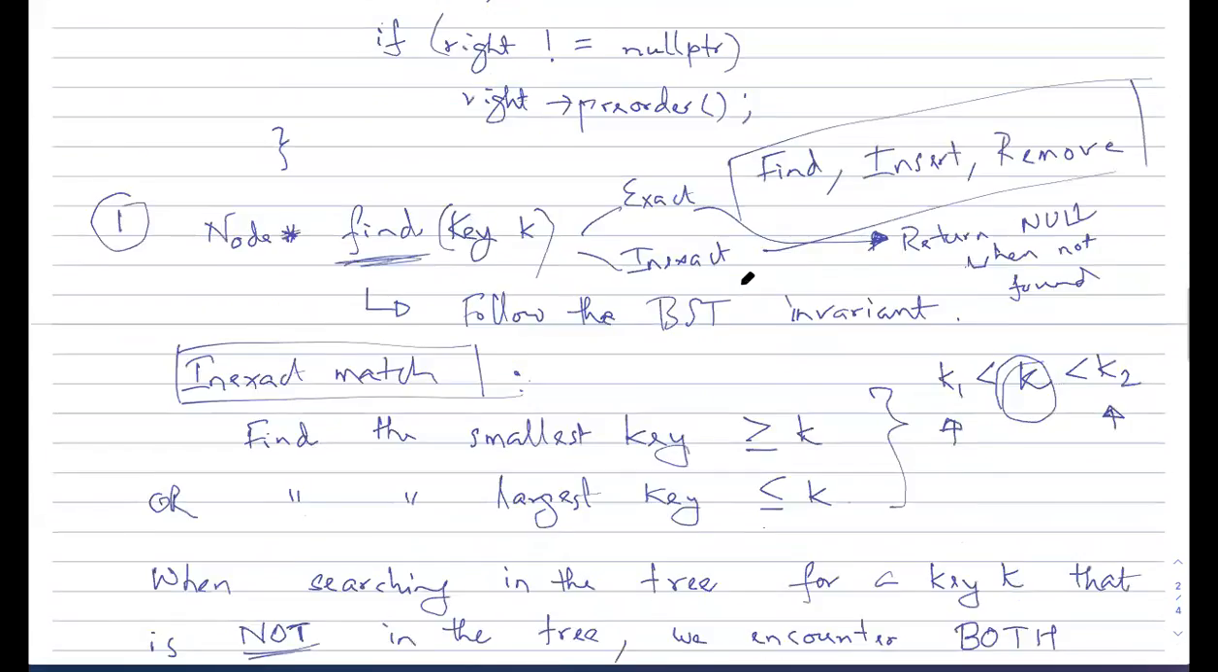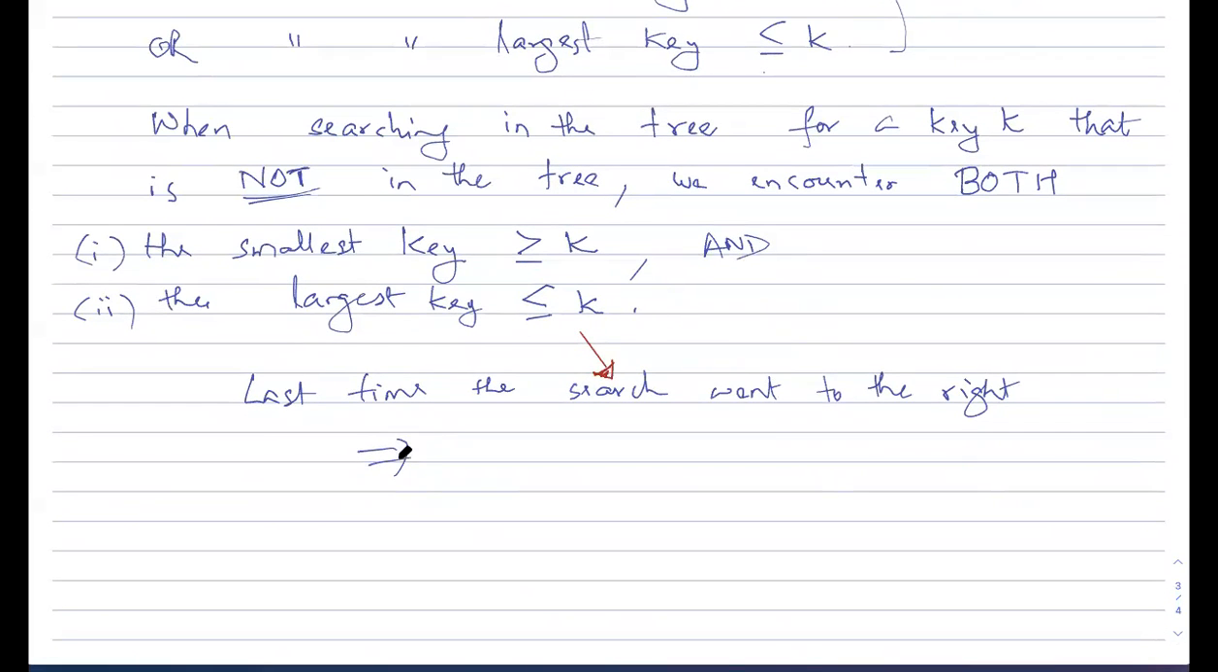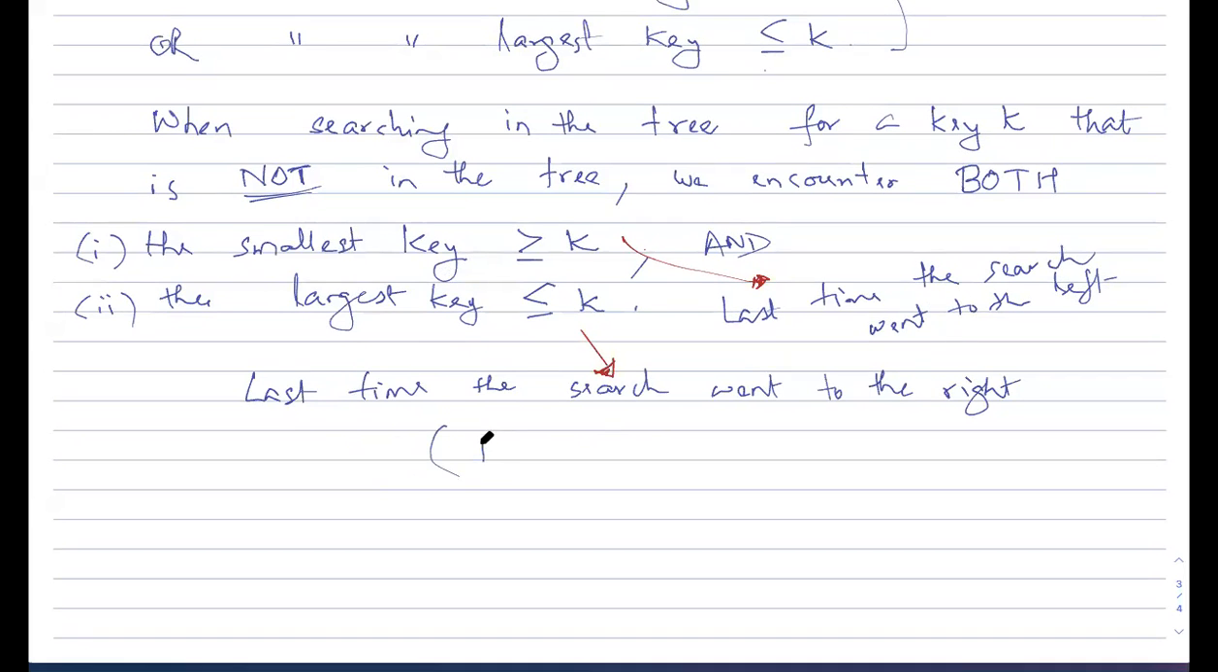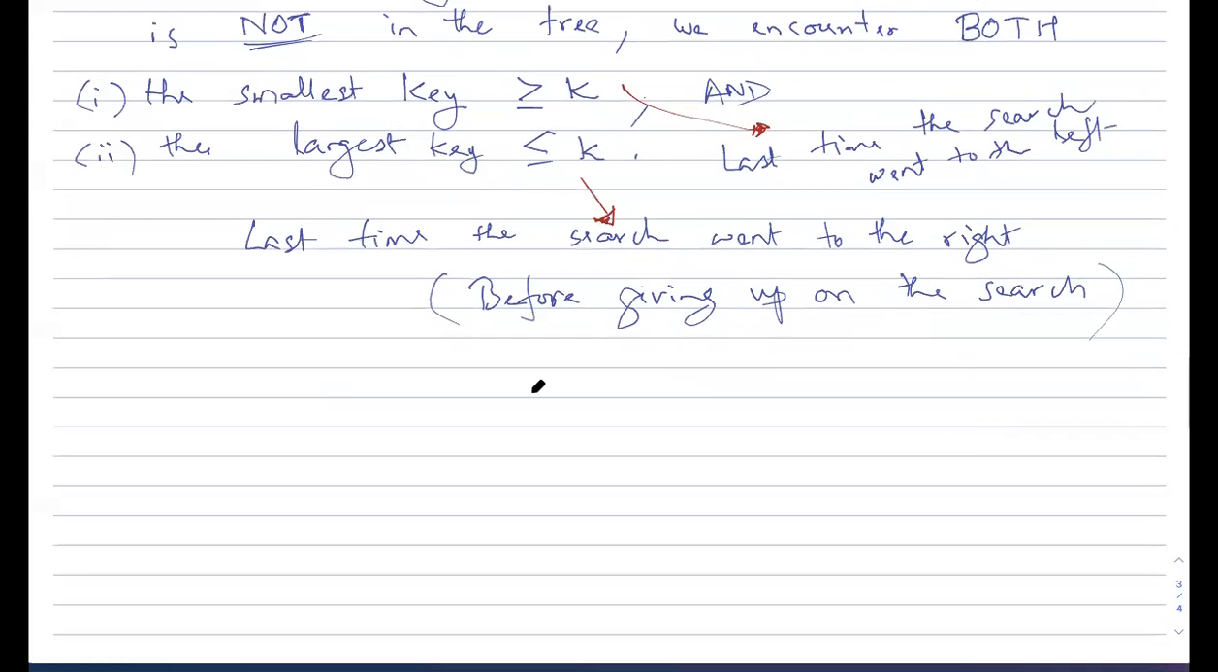Okay. And the smallest key, likewise, is the last time the search went to the left, both before giving up on the search. Okay, isn't this very cool to be able to find this?